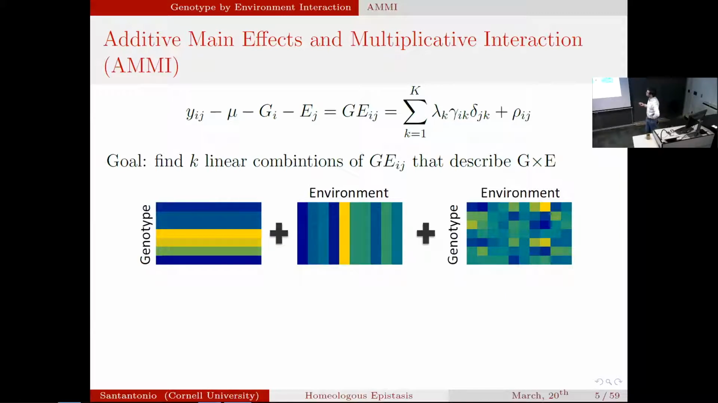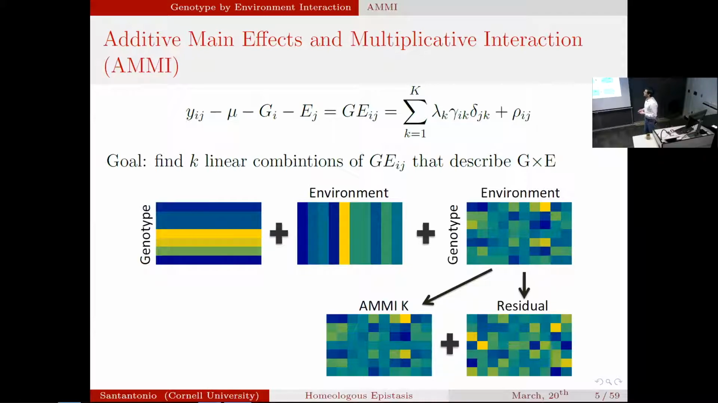But the problem with this G by E term is that we typically want to separate out the largest sources of variability as the quote unquote true G by E, and pull out the smaller sources as error. And this is particularly useful when you have unreplicated field trials. Okay, so this is a matrix, right? And what we can do is use singular value decomposition to find linear combinations of that G by E matrix that are the most associated with that G by E effect, or explain the bulk of the variance.